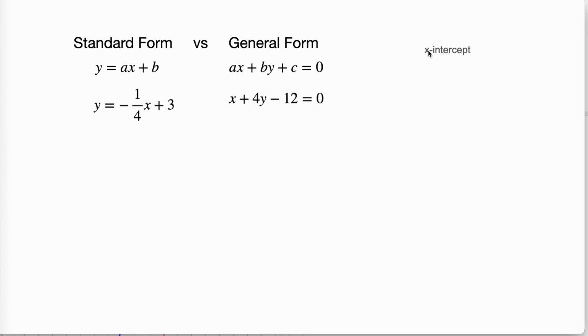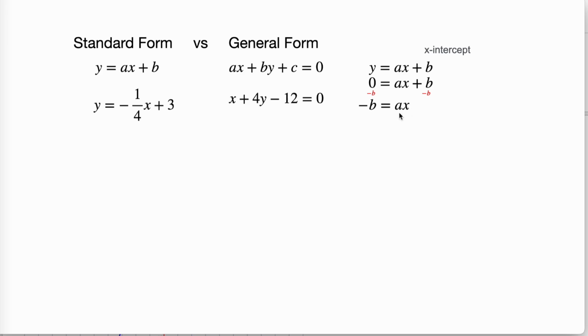Let's look at the x-intercepts. The x-intercept is the value where it crosses the x-axis. When y is equal to 0, what's the x value? I'm going to take my standard form, and I'm going to set y is equal to 0. Then I'm going to solve for x. So I'm going to subtract b from both sides. That's going to give me negative b is equal to ax.